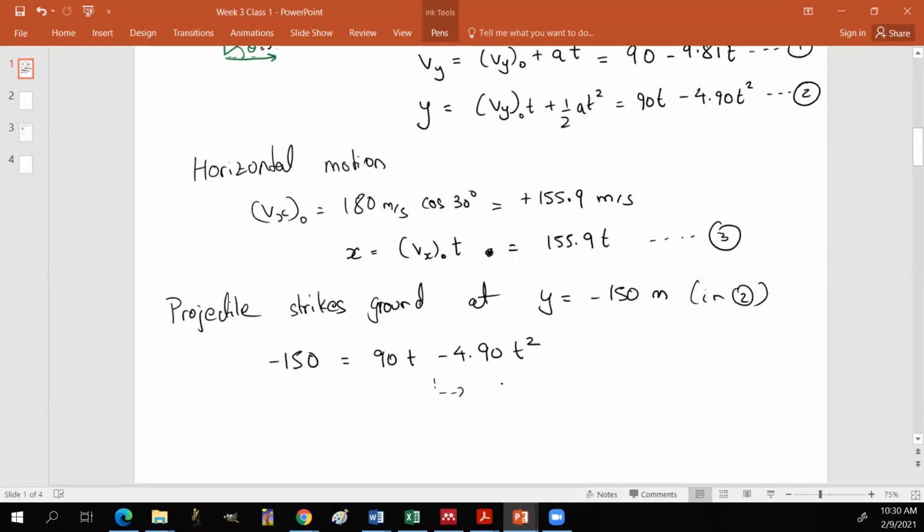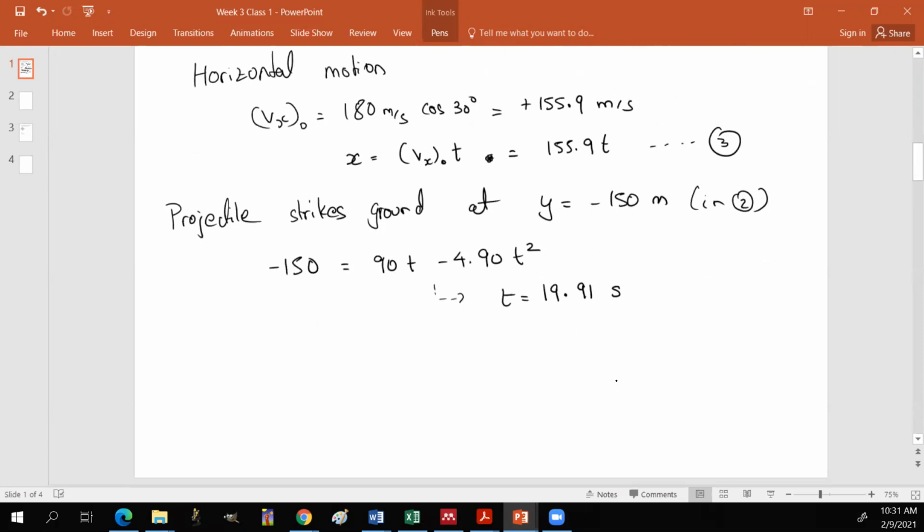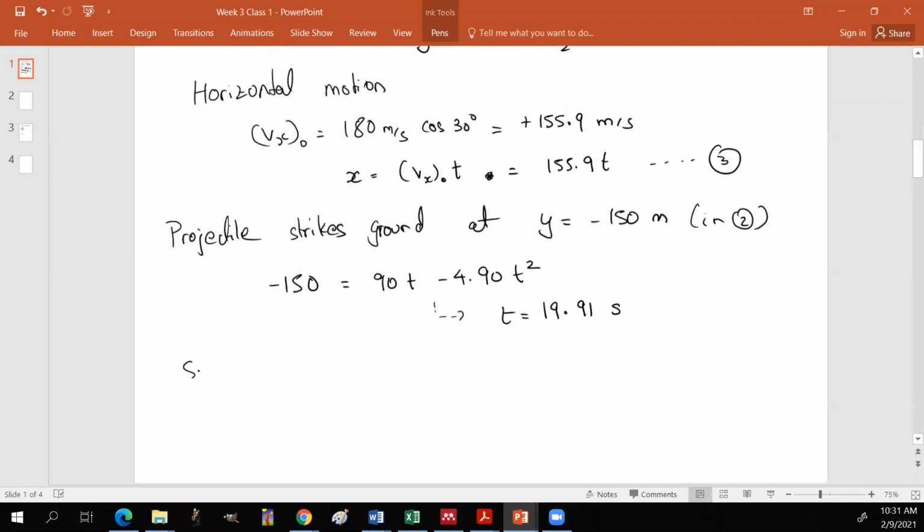All right, so say we get t is equal to 19.91 seconds, like that, right? And then if we substitute the t into equation 3, you get that your x is equal to 155.9 times 19.91, and you get that x is approximately 3,100 meters. So that's one answer.